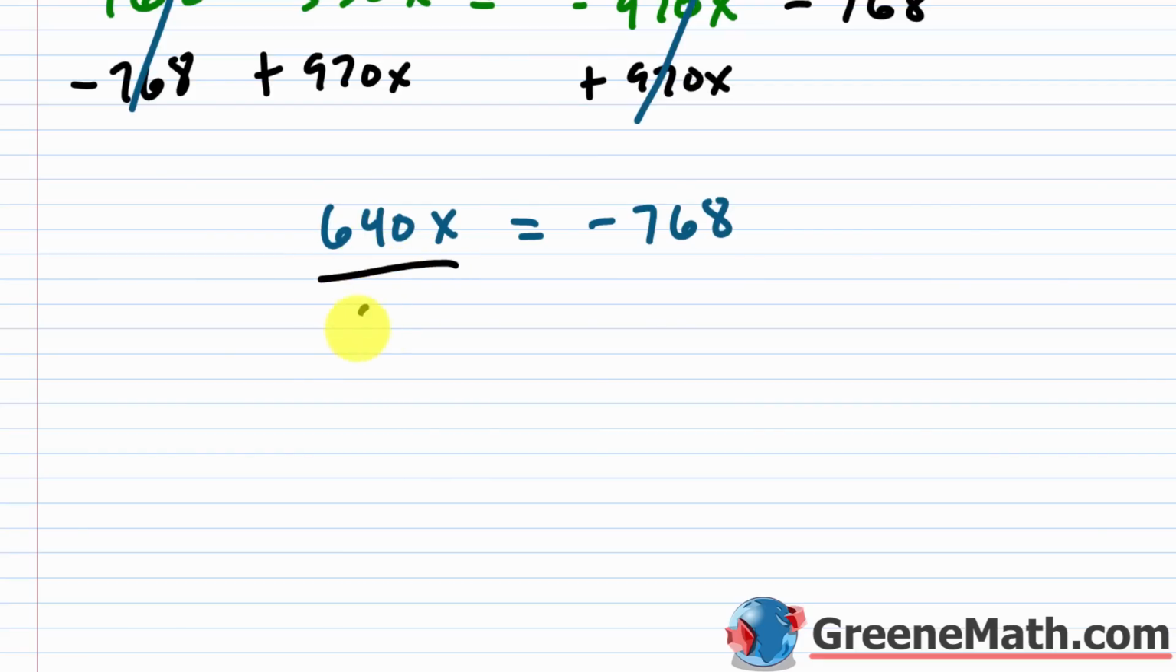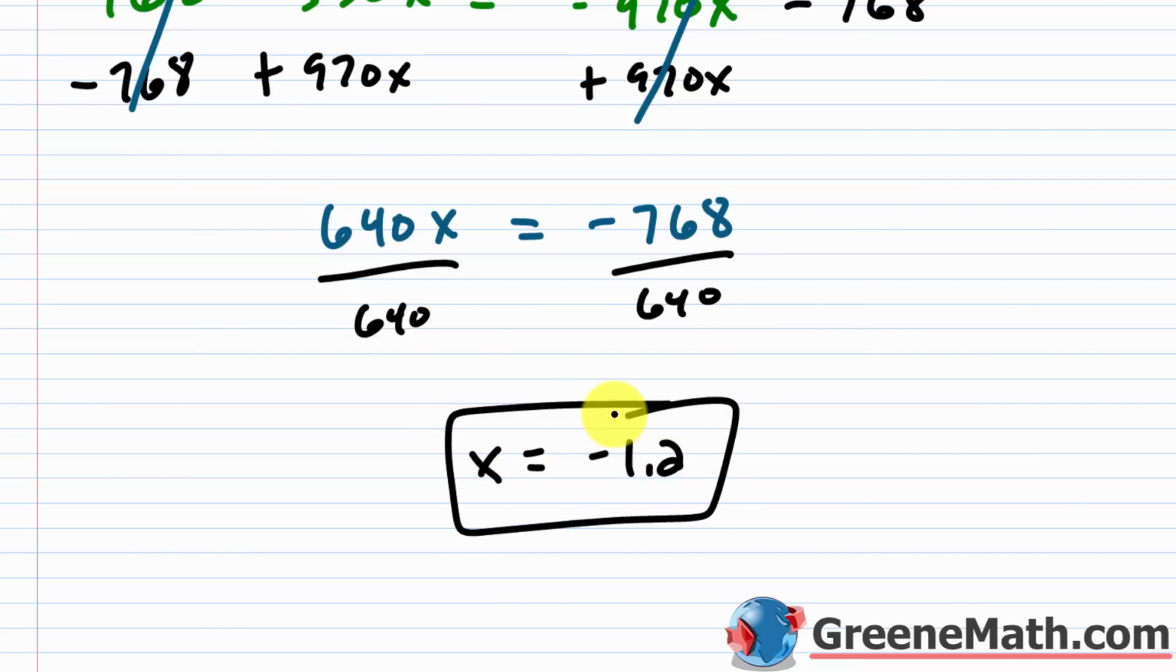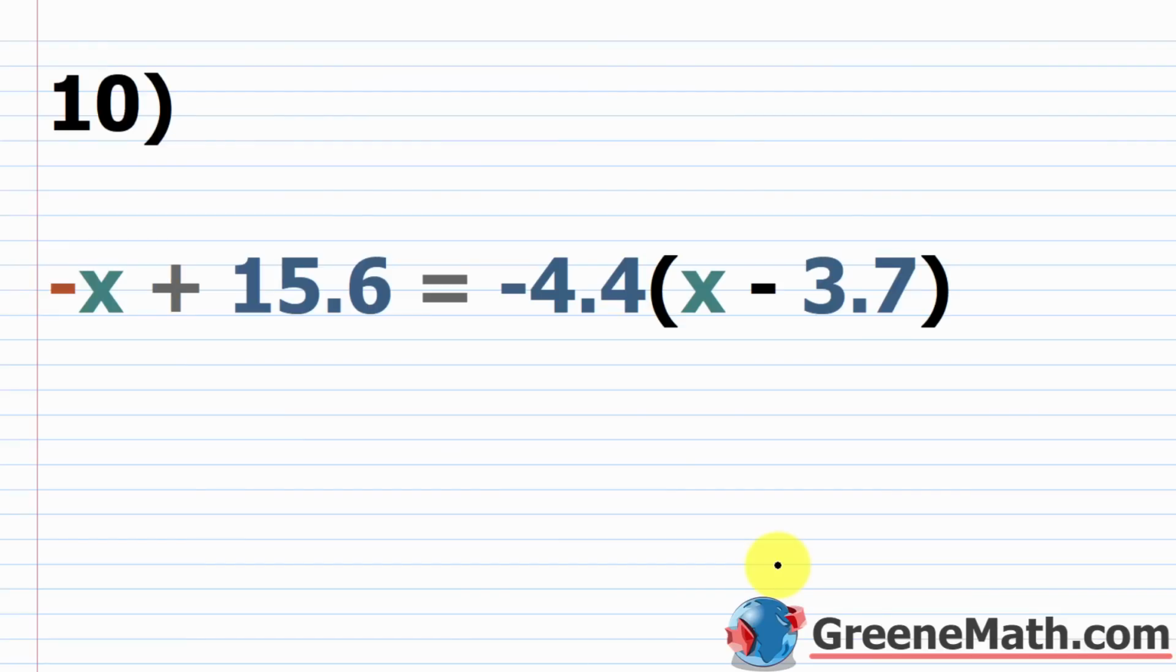Let's divide both sides by 640 so we can isolate x. And so we'll have x is equal to negative, again, punch this into your calculator, 768 divided by 640, and you get 1.2. So x here equals negative 1.2. That's going to be my solution. Okay, let's look at problem number 10, the last problem.